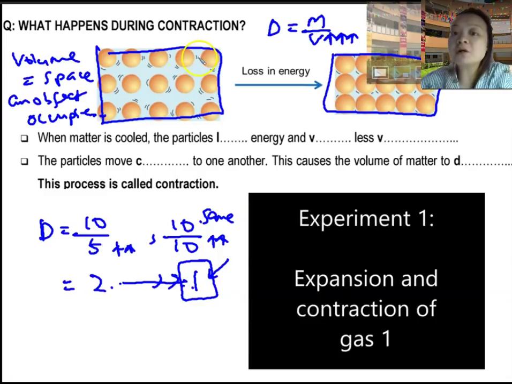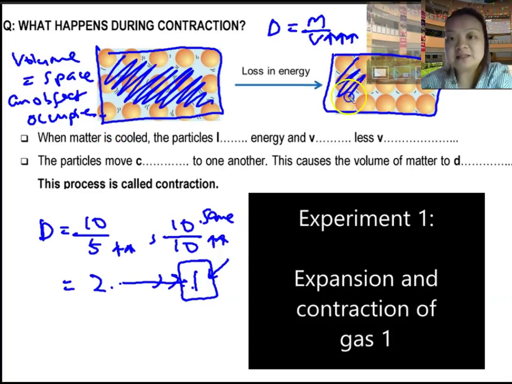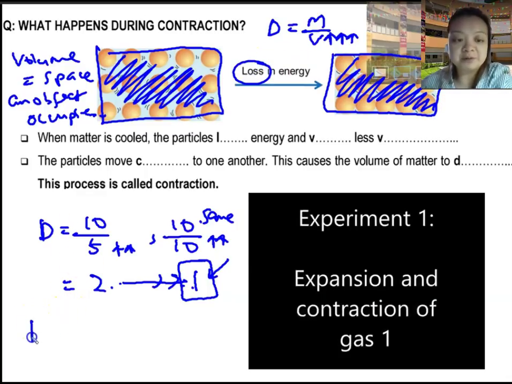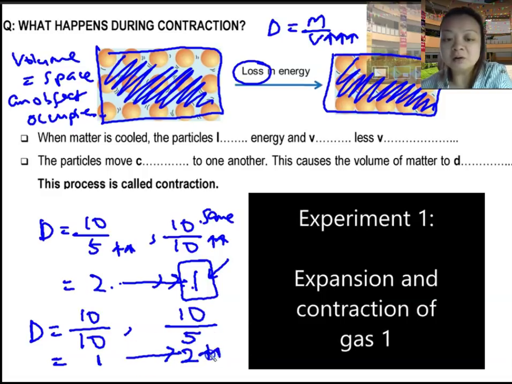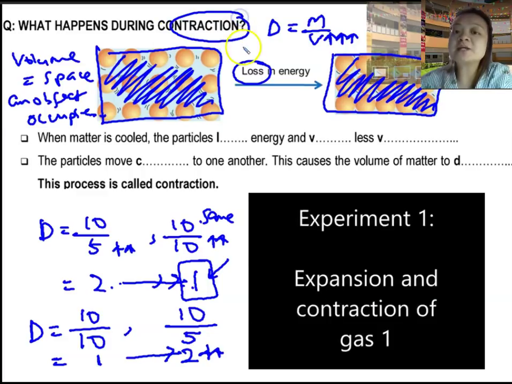Okay, so what happens during contraction? Now you look at this volume, this space here, is definitely much greater than this space occupied here after the object contracts because it loses energy. So in this example, let's say your mass is 10 and your original volume was 10. After contraction your mass is still 10 and your volume decreases, it becomes 5. So what happens? 10 divided by 10 is 1, 10 divided by 5 is 2. You can tell that your density actually becomes more. So in contraction, when objects lose heat, when they lose energy, their density actually increases because the volume decreases.